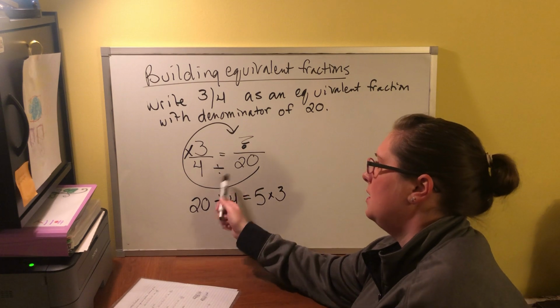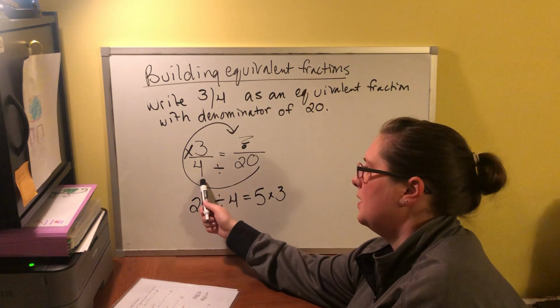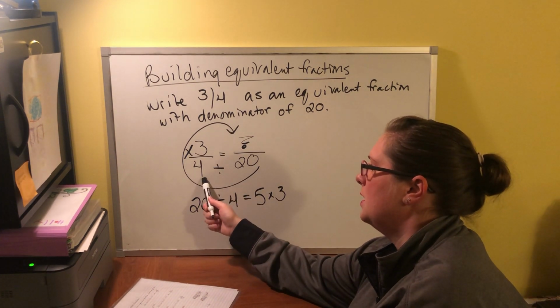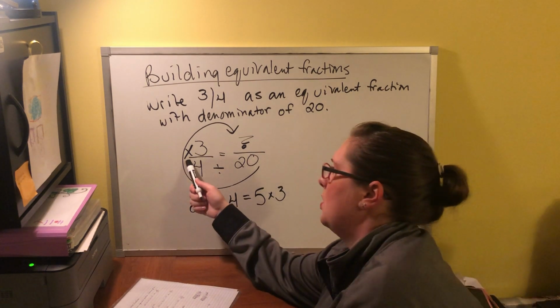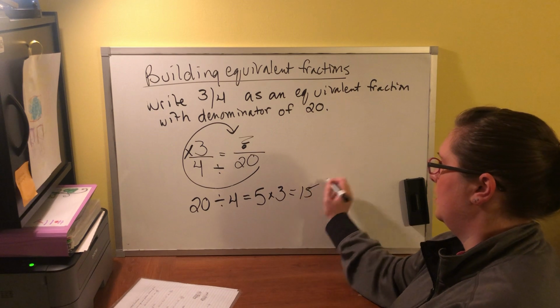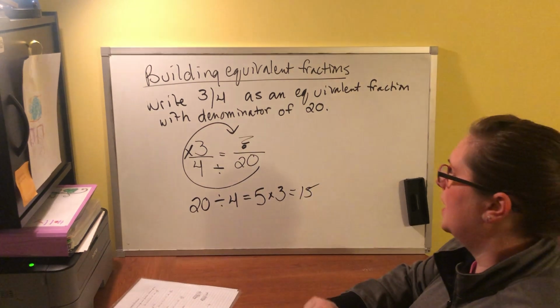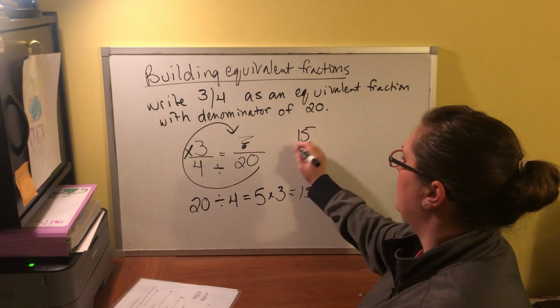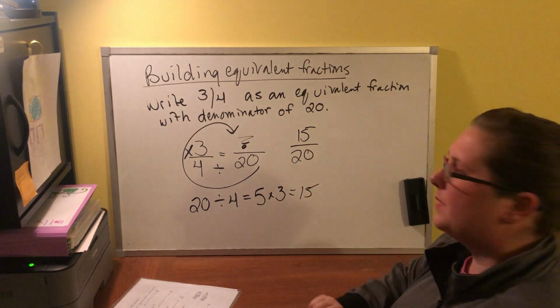So you're dividing the new denominator by the old denominator. 20 divided by 4 is 5. Then you're going to be multiplying by the numerator, which is 3, to give us 15, okay? So your answer would be 15/20.